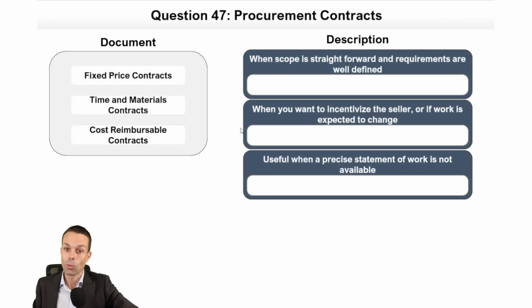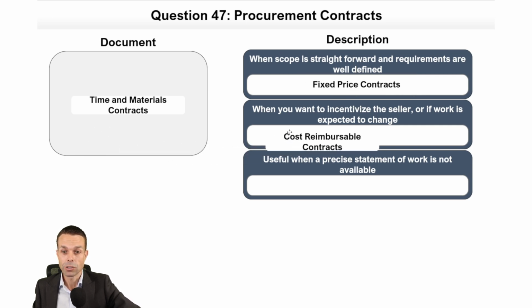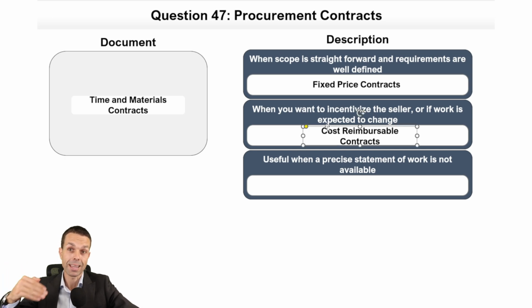Procurement contracts. When scope is straightforward and requirements are well defined, we can use a fixed price contract because we don't need anything fancy here. It's just fixed price. Everything is straightforward. But when you want to incentivize the seller, or if works are expected to change, incentivizing them, we're going to use cost reimbursable contract. So that's when there's a set cost, and if they come in under that cost, then they get a bonus, basically, or they get the difference between the cost and what we were going to pay them anyway.